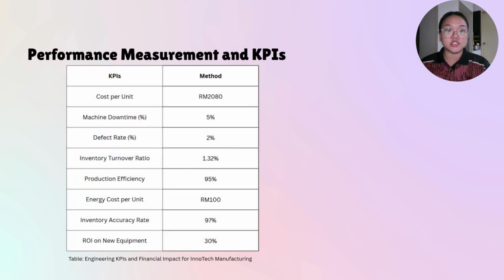Next is performance measurement and KPI. This table summarizes key engineering and operational KPIs used to measure InnoTech manufacturing performance. The cost per unit of 2080 reflects the total production expenses, which include material, labor, and overhead.